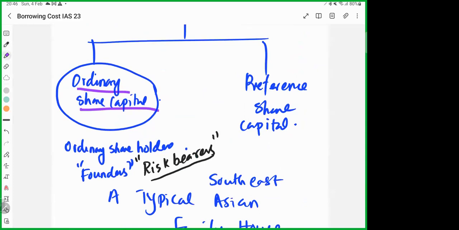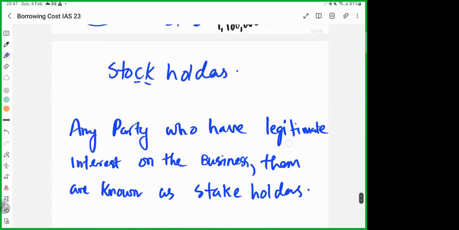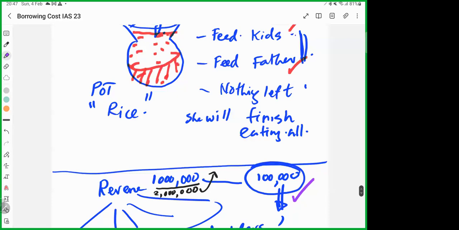Now coming to preference share capital, or preference shareholders. Who are these people? Now let's say your father goes out of the house, goes out for business for 5 days. And father gave only 100 rupees or 100 riyal to mother for expenses. And after 3 days, all the money is finished. Now 2 days left.